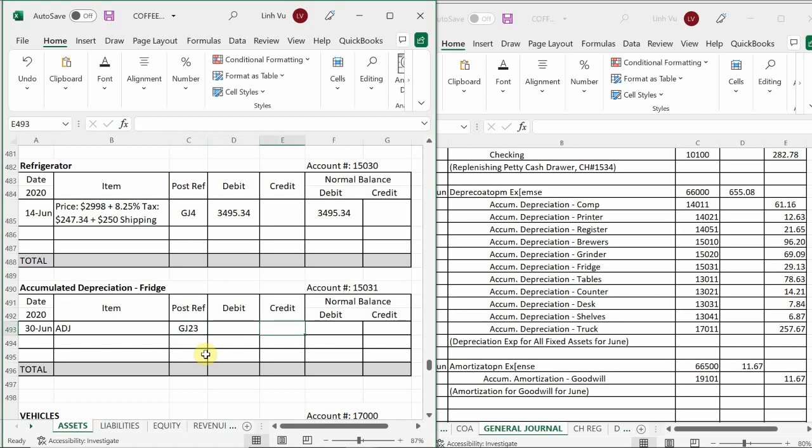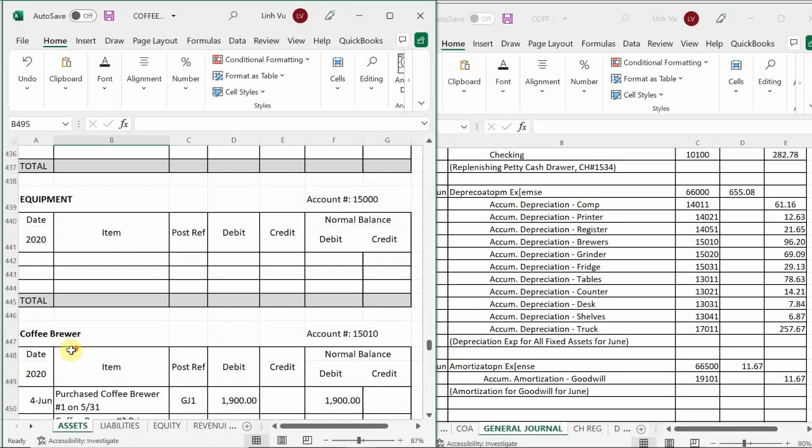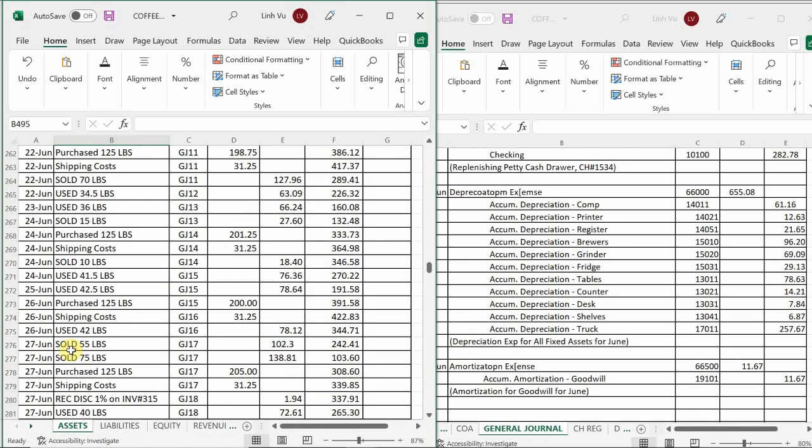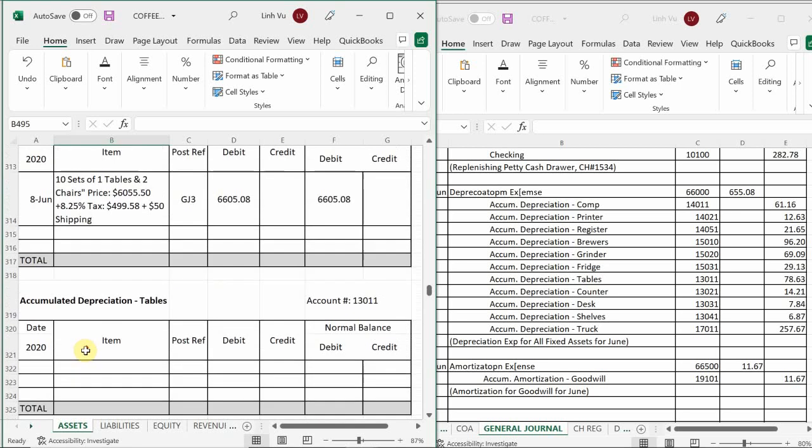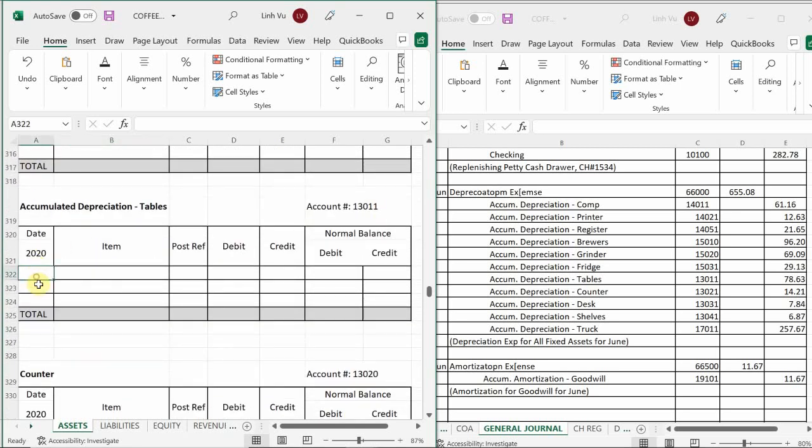Right, that gave me a grand total of $29.13 credit. And then we move on to our tables. Okay, so here's our accumulated depreciation for our tables.